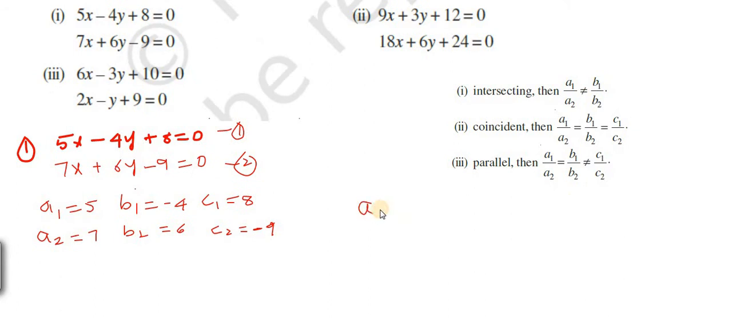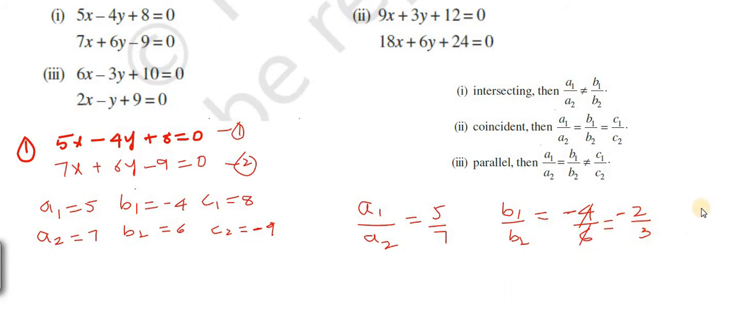a1 by a2 is equal to 5 over 7, and b1 by b2 is equal to minus 4 by 6. We need to keep it always in the simplified form. 5 by 7 we are not able to simplify further, so we keep it like that. But 4 by 6, both 4 and 6 are divisible by the same number, so divide it. We get minus 2 by 3.